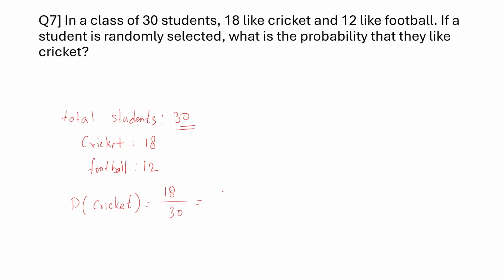So now you can cancel it out. You will have 9 by 15. This is your final answer. And again, you can simplify it to 3 by 5. So this is your answer. This is correct. This is also correct. This is also correct. So whichever option is written, you just click on that.